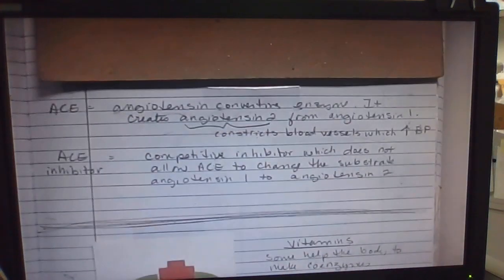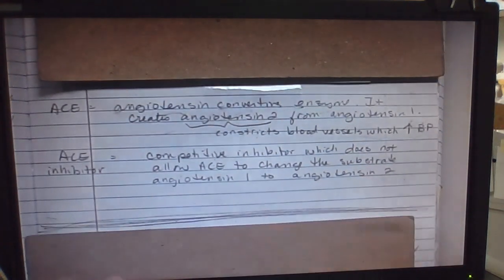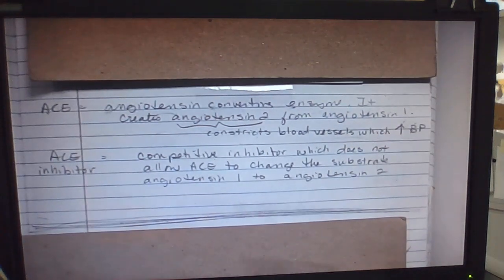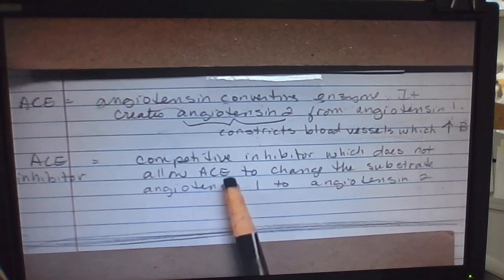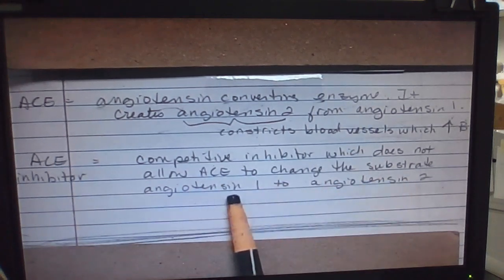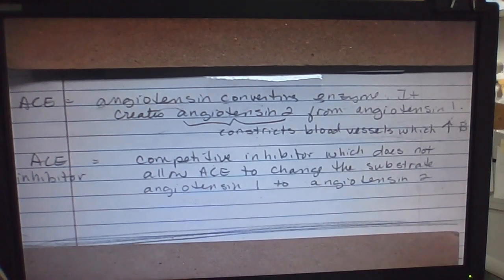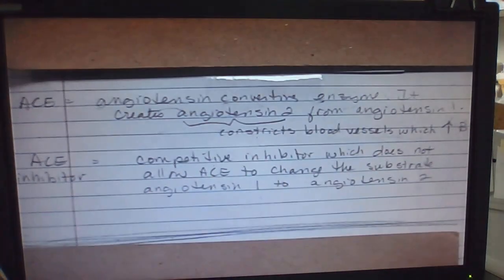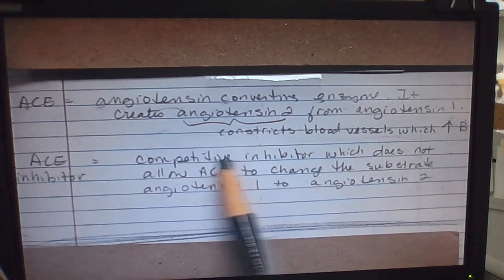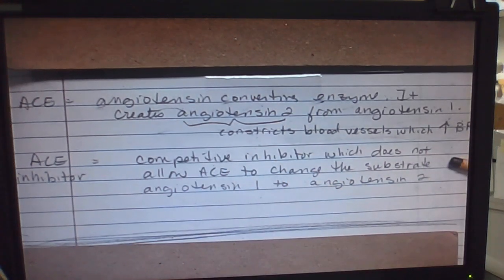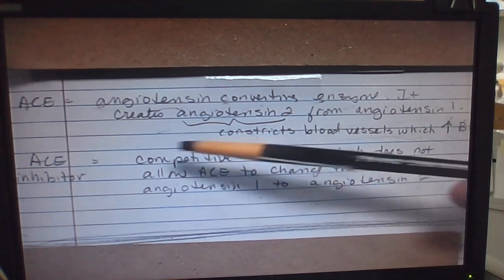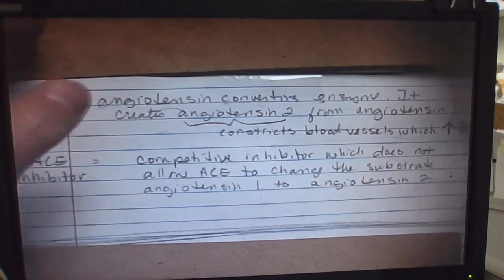So here's an example of an inhibitor. An ACE inhibitor is a competitive inhibitor which does not allow ACE to change the substrate angiotensin 1 to angiotensin 2. So an ACE inhibitor inhibits, it stops something from happening. So it's a competitive inhibitor.